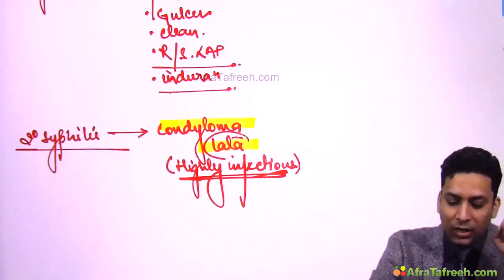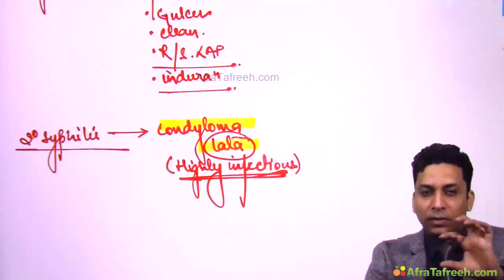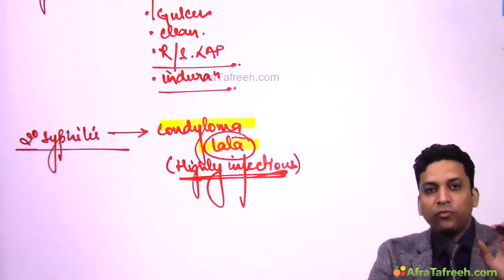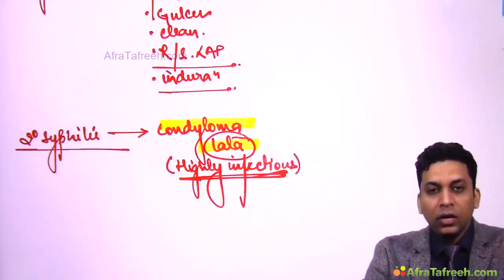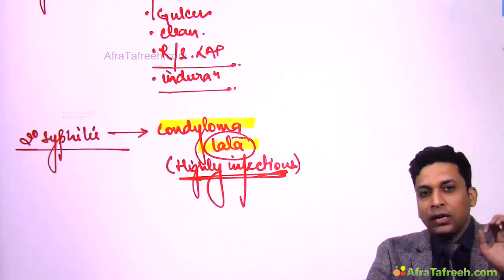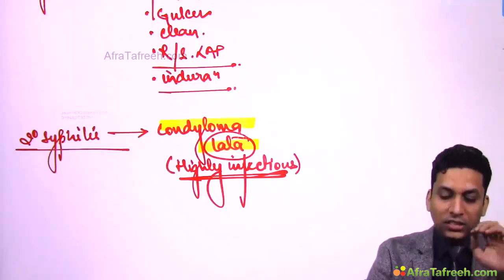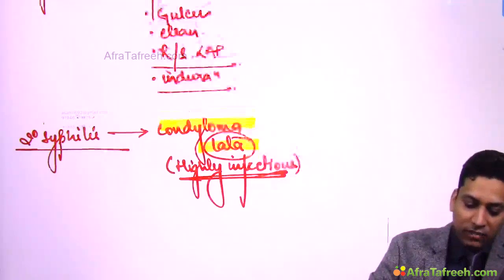Now this term lata: acuminata means pointed, so there the lesions are pointed. Lata means broad base, so these are broad lesions, and they are usually present over moist areas like the groin. Around the genital areas and anal areas, you might get these broad base lesions which are known as condyloma lata. I will show you the images also. So these are the highly infectious lesions of secondary syphilis.